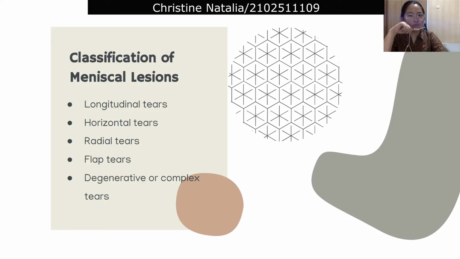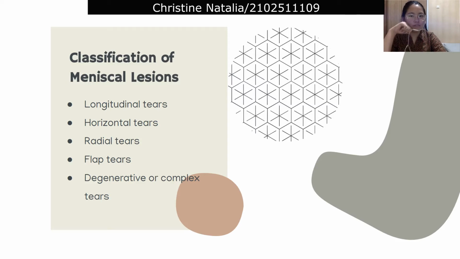As the shock absorber of the knee joint, the meniscus is very susceptible to trauma or injury. Meniscal lesions are the most common injury of the meniscus, which can occur during activities that require the knee to change directions, such as twisting, sustaining a direct blow, and squatting. This is according to the Portland Clinic in 2014.